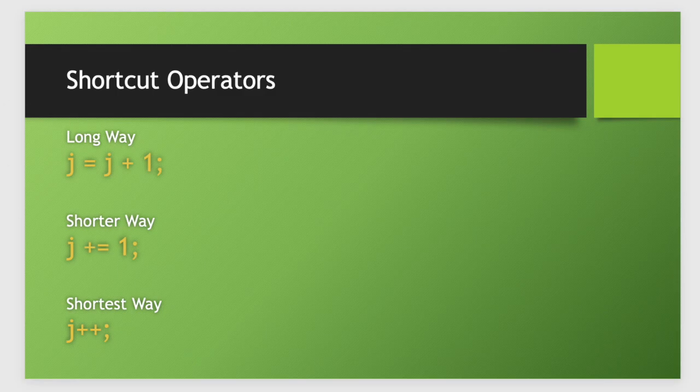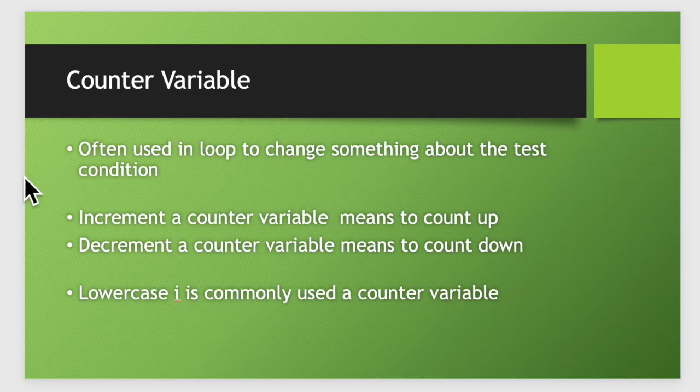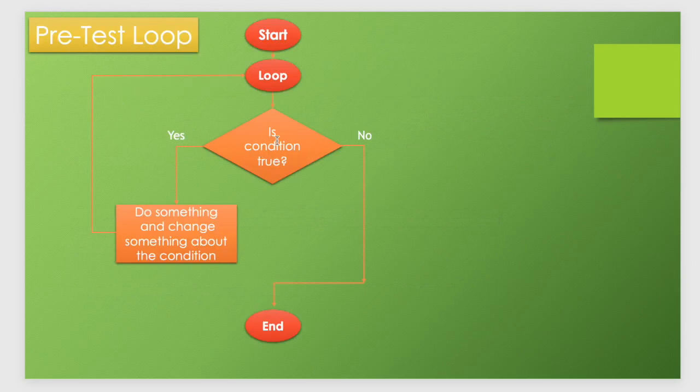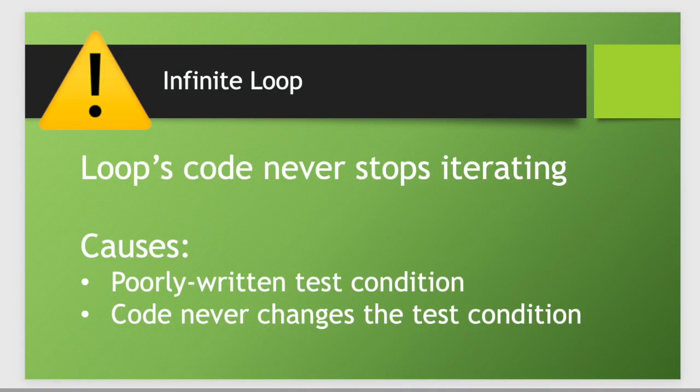Okay, so why are we doing all this? Well, remember, counter variables are often used to change something about the test condition. Why do we need to change something about the test condition? Well, if we go back and look at one of our flowcharts, if the test condition never changes and it's always true, what's going to happen? You would be doing this over and over and over again for infinity. It's called the infinite loop. Sometimes when a test condition is poorly written or the code never changes in the test condition, your code can get caught in an infinite loop. That means the body never stops iterating and it eats up all of your computer's memory and eventually can crash your computer. Okay? So be aware when you're writing your test conditions that you may get caught in an infinite loop.